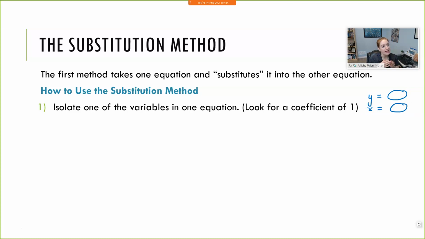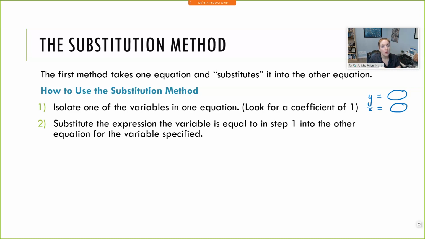Essentially, you want to get the variable that has a coefficient of 1 by itself. So you would move everything to the other side so that either y or x would be by itself. Once you have that variable by itself, you're going to take the expression that it's equal to and substitute it into the other equation for that variable.